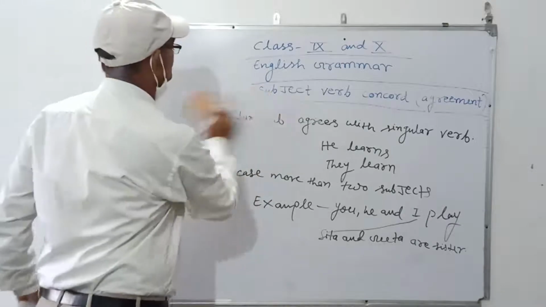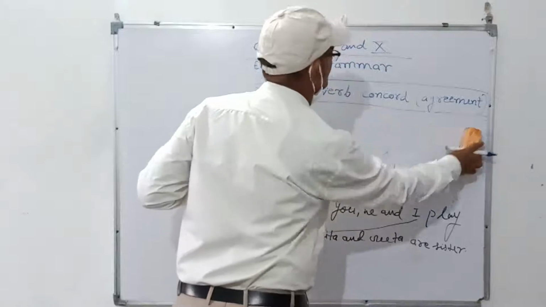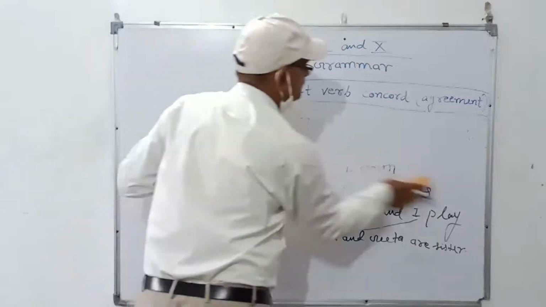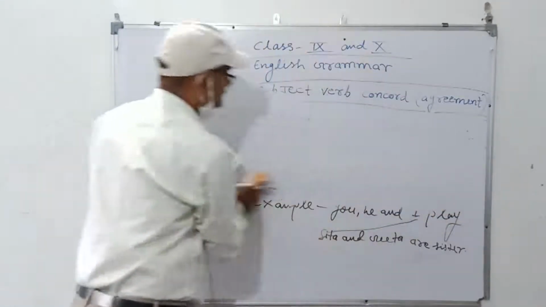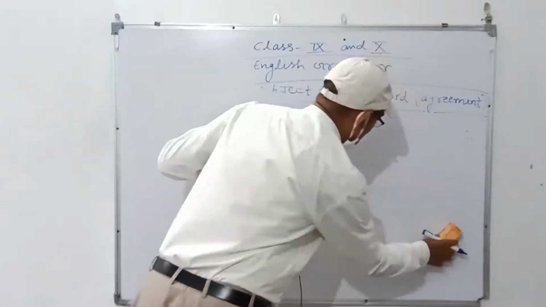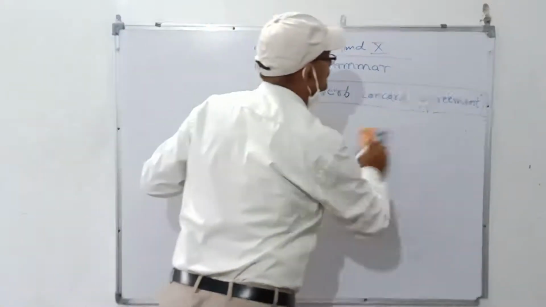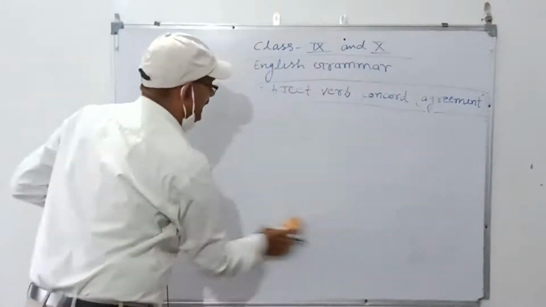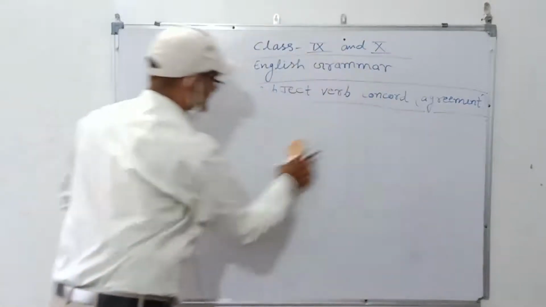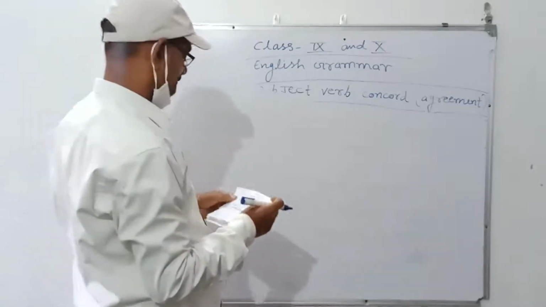In this way, the method is: singular subjects agree with singular verbs and plural subjects agree with plural verbs. But in case more than one subject is joined with the help of and, they agree with a plural verb.